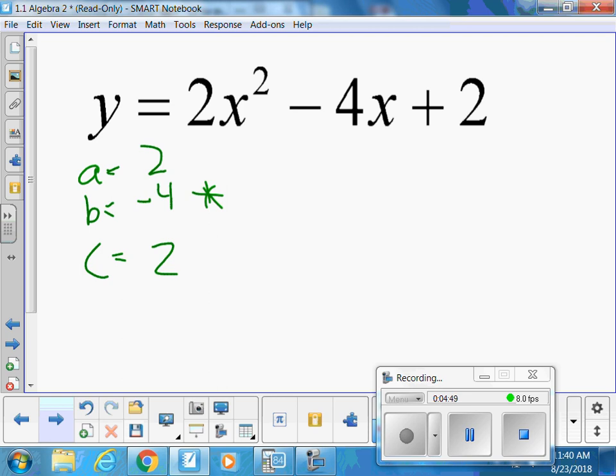Just like, oh, actually the quadratic formula says that. X equals the opposite of b. Anytime you take the opposite of a negative, it flips it positive. So it's going to be slightly tricky.